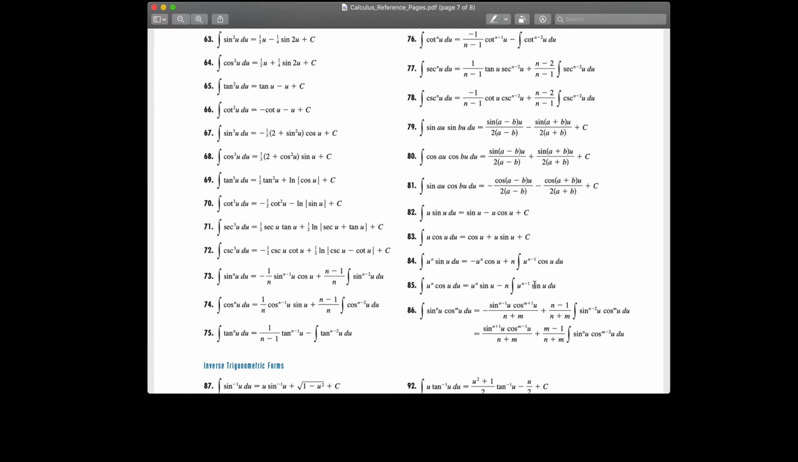And then it looks like x times sine x, well, we could use formula number 82 for that, and then we would finish everything up. So let's use those three formulas. First, we'll use 84 to reduce x cubed sine into something with x squared cosine. Then we'll reduce x squared cosine into x sine, and then we'll finally evaluate x sine.